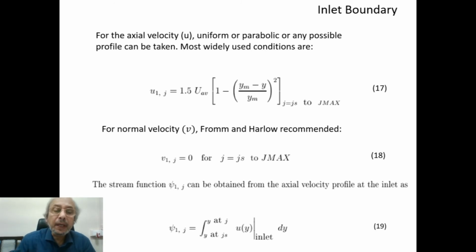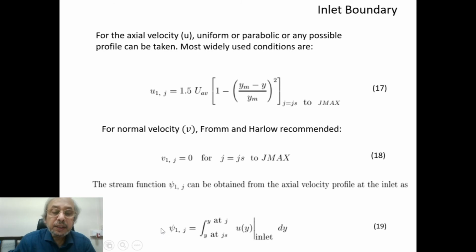Of course, at the inflow plane, I equal to 1, so J will vary from Js at the solid surface to J max, and on all J points it will be 0. V1J equal to 0. That is equation 18. Next, we will work with the stream function. And as we have already said, the stream function can be obtained from the axial velocity profile, by integration of the axial velocity profile. The axial velocity has been defined by equation 17.